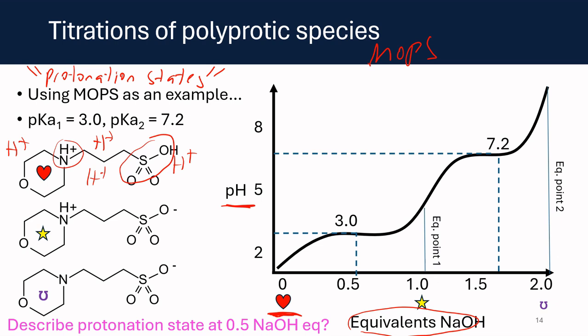And I'll remind you that their pKa's are 3 and 7.2. Okay, so there's just protons galore, hence we are maximally protonated at acidic pHs. I'll repeat that. We are maximally protonated at acidic pHs.